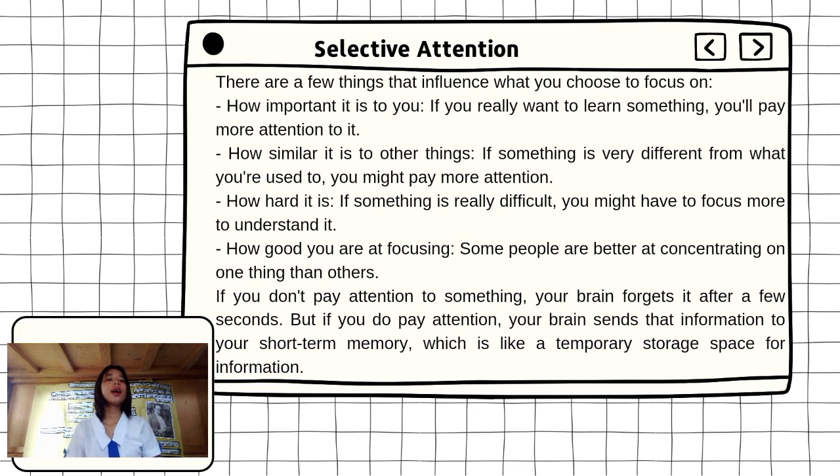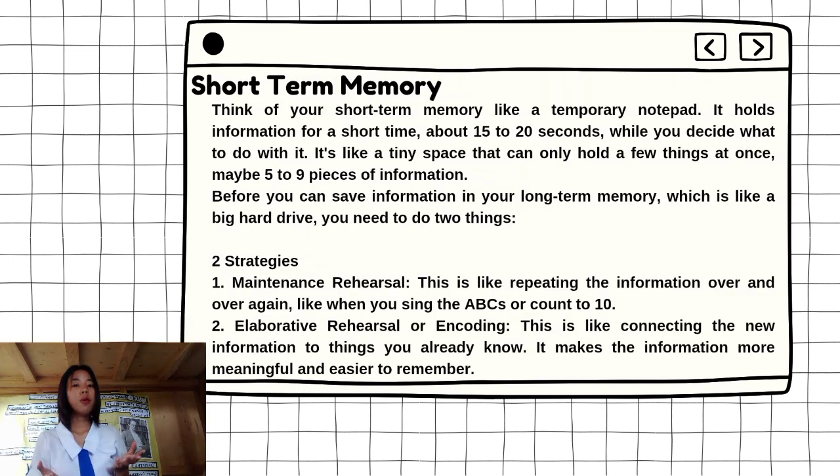So if you don't pay attention to something, your brain forgets it after a few seconds. But if you do pay attention, your brain sends that information to your short-term memory, which is like a temporary storage space of information. So let's proceed to the second IPT component. The second IPT component is short-term memory.